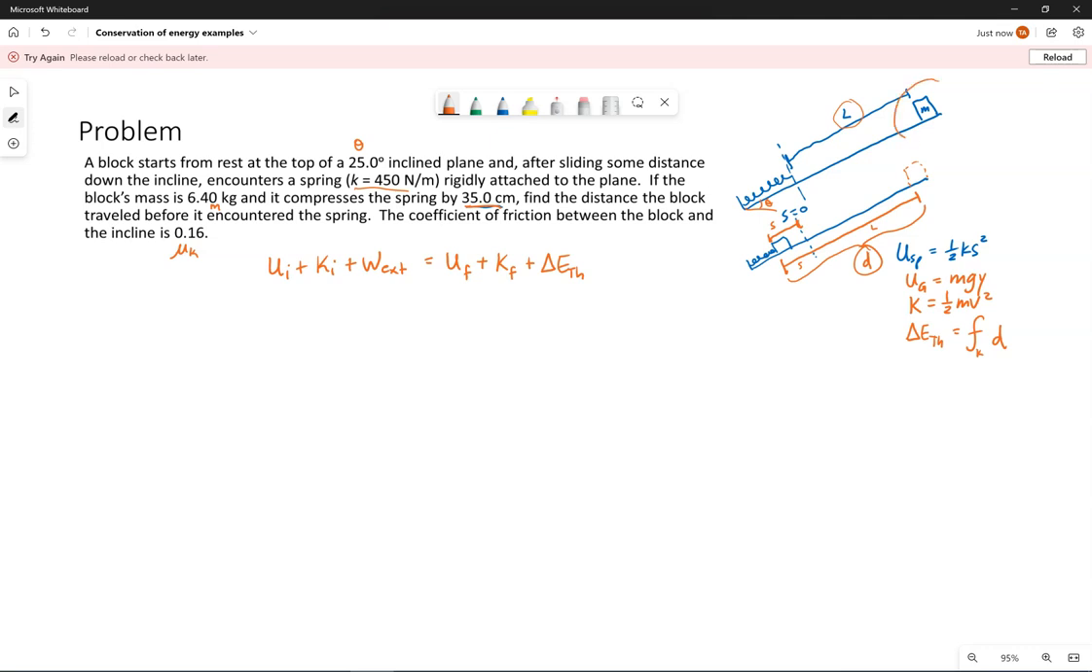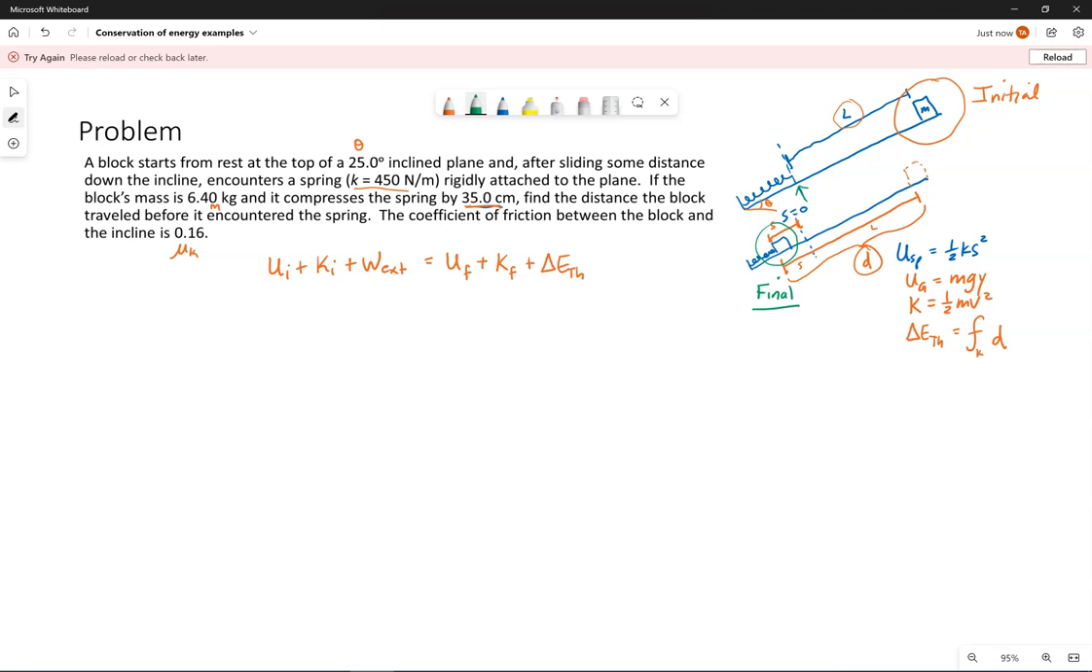I'm going to choose my initial moment in time to be when the block is at the very top of the incline, and my final moment in time when my block has fully compressed the spring. You can split it into parts if you want. It's not necessary though. You could choose initial at the top and final at the moment it's going to run into the spring, but then you'd have to set up a problem again going from when it's hitting the spring to when it's fully compressed.